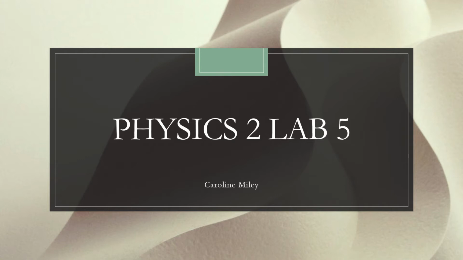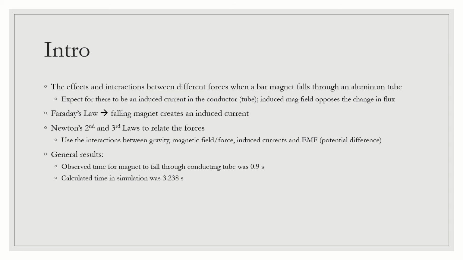Hi everyone, this is my Lab 5 for Physics 2 at Georgia Tech, in which we're going to be examining a falling magnet through a solenoid. We're going to be examining the effects and interactions between the different forces, for example gravitational force and magnetic force, when a bar magnet free falls through an aluminum tube.